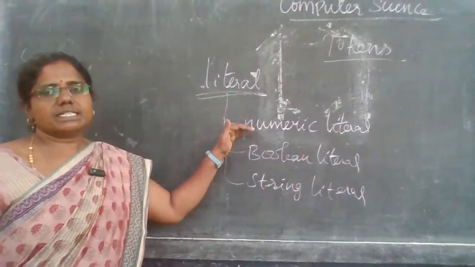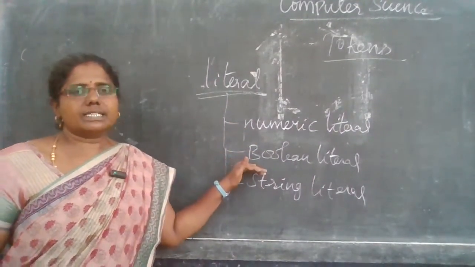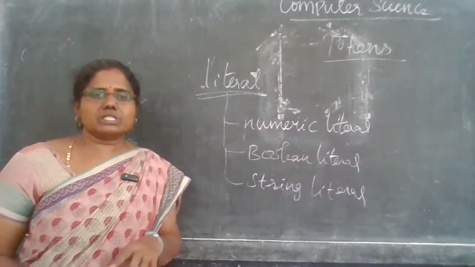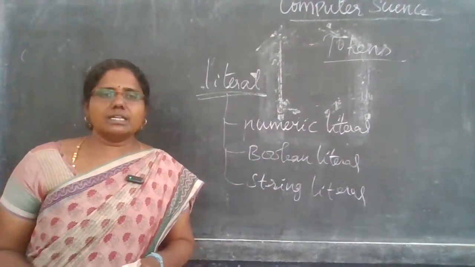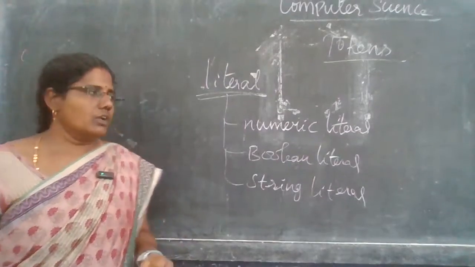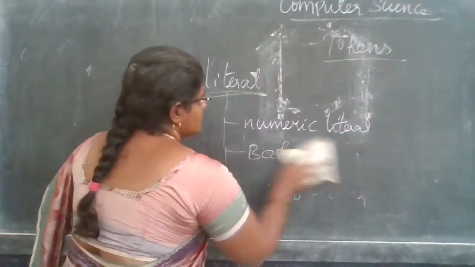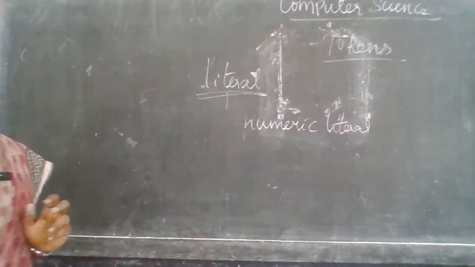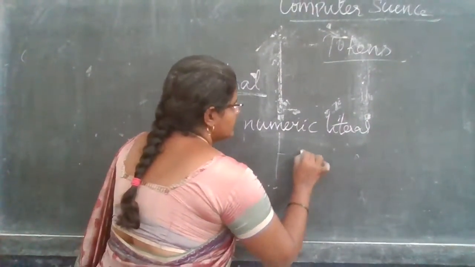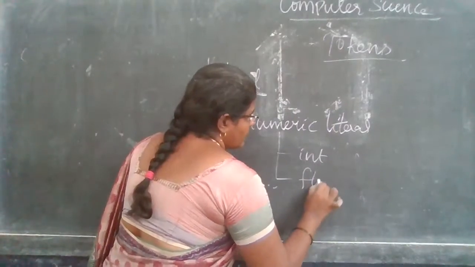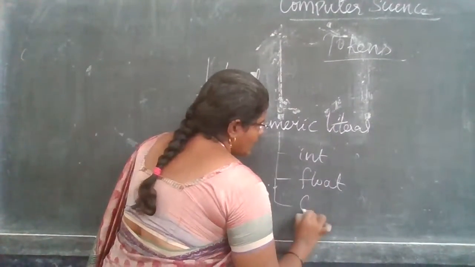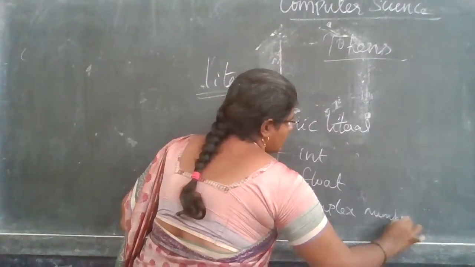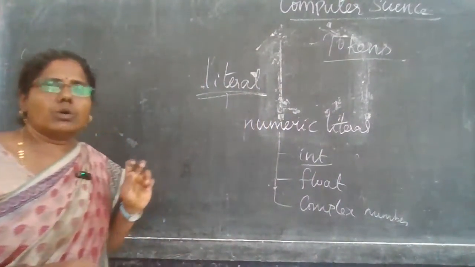So numeric literals contain numbers. Next, Boolean literals mean the value is true or false. String literals mean a sequence of characters enclosed in single, double or triple quotes. Now we are going to briefly see these literals. First one is numeric literals. Numeric literals means numbers. Okay. So it has the categories int, floating point literals. Next one, complex number. Real and imaginary parts together are called a complex number. Integer represents whole numbers.